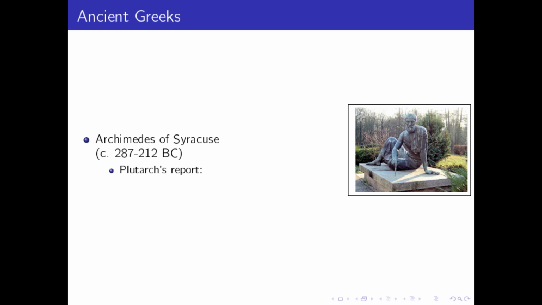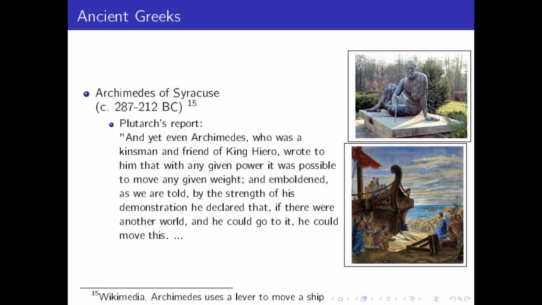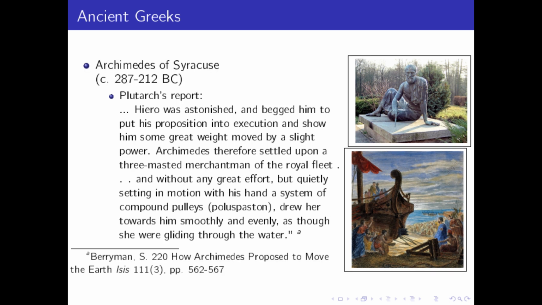Let us look at Plutarchus' report. And yet even Archimedes, who was a kinsman and friend of King Hero, wrote to him that with any given power, it was possible to move any given weight. And emboldened, as we are told, by the strength of his demonstration, he declared that if there were another world and he could go to it, he could move this. Hero was astonished and begged him to put his proposition into execution and show him some great weight moved by a slight power.